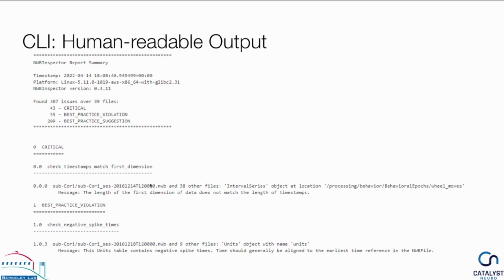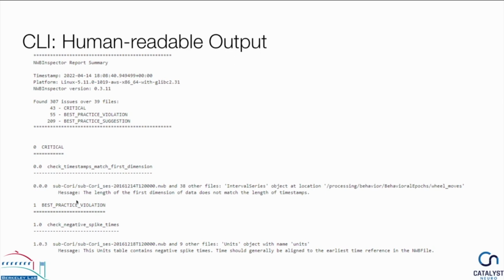So that file and 38 other files in the folder found an object that's an interval series located in processing behavior wheel moves. And the nice little message here tells you exactly what was wrong: the length of the first dimension of data does not match the length of timestamps. That is, the data field of that was definitely transposed. So all you need to do is go back to the conversion script, add or remove the data transposition that caused this, and reproduce your NWB file, rerun the inspector. It should now be good to upload.